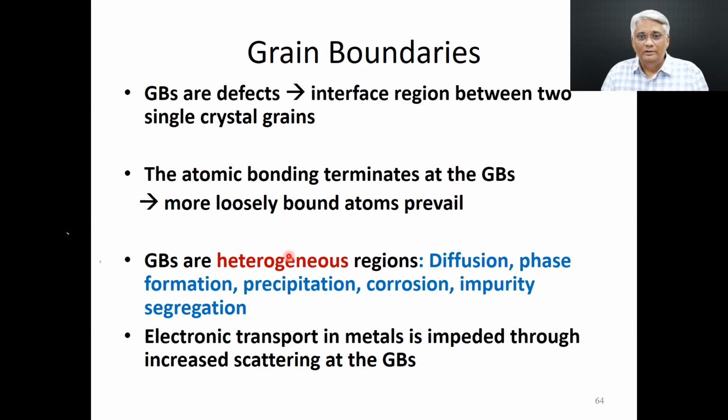Electronic transport in metals, semiconductors, and materials in general is impeded through increased scattering at the grain boundaries. So that's the whole reason why we want materials with a minimal number or low volume of grain boundaries, or to completely eliminate them by getting the materials in single crystalline form or thin film form. By the way, you should understand that it is not easy to grow single crystals of metals.